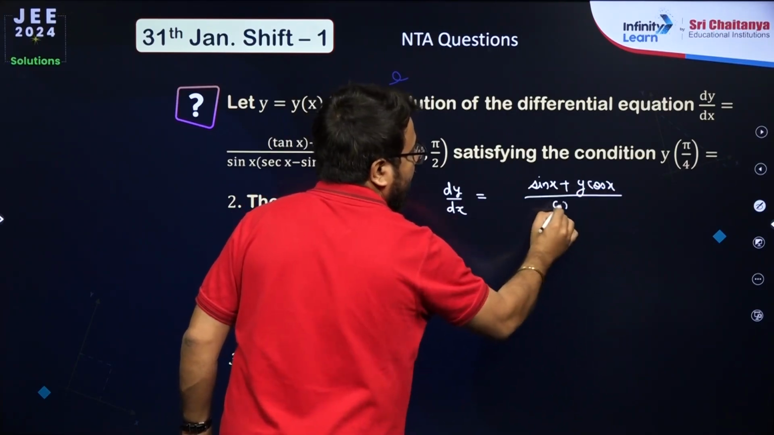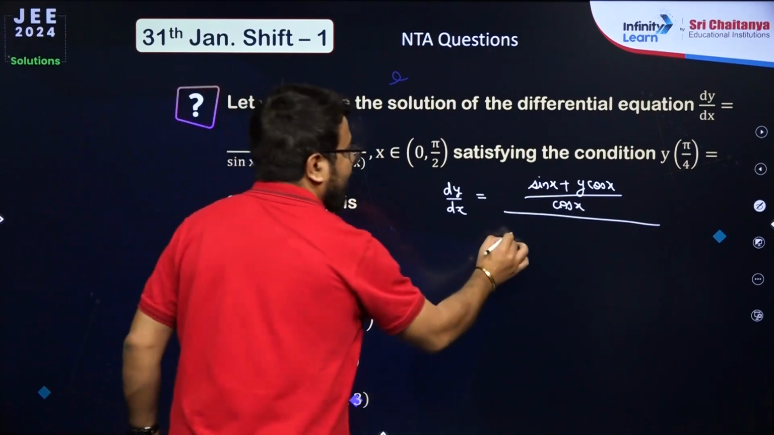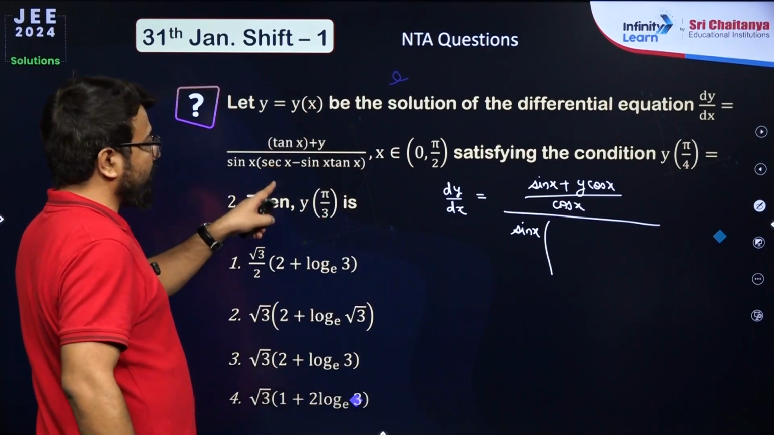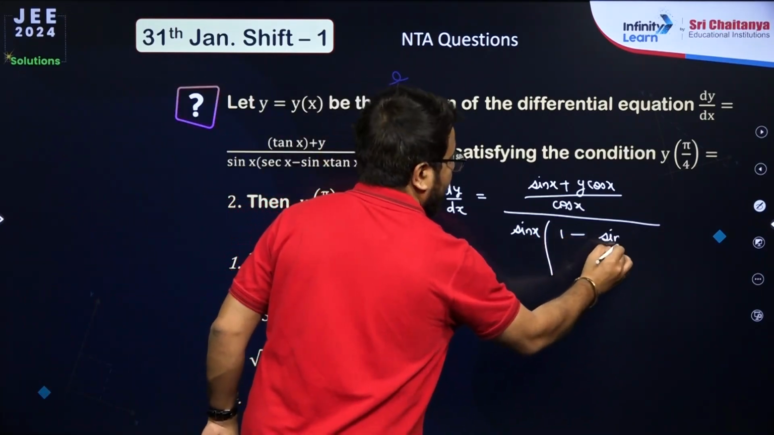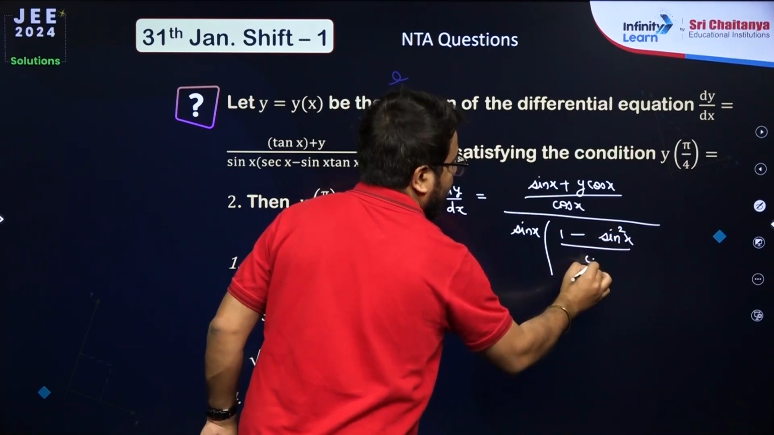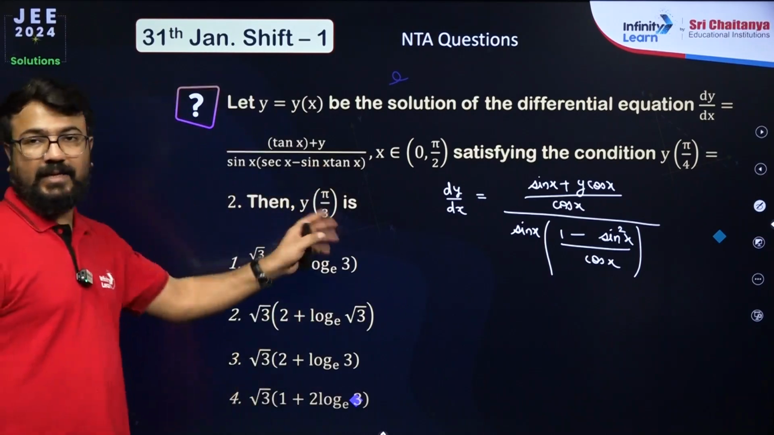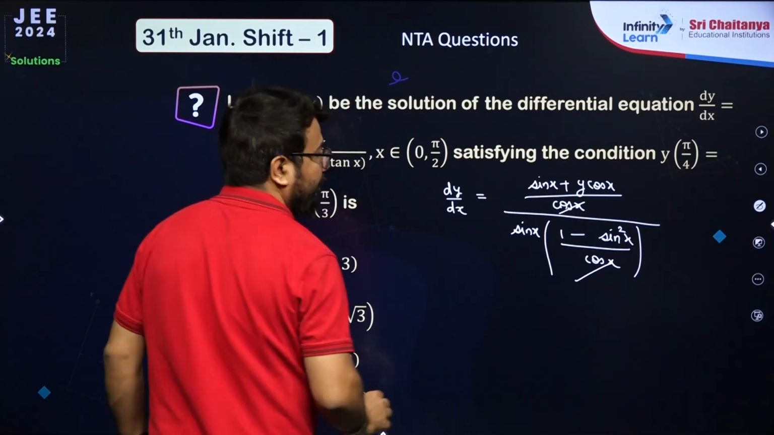Okay, I'll convert in this way. tan x will be written as sin x upon cos x. Here I'm writing sin x times, and this sec will be written as 1 upon cos. So that will be 1 minus sin square x over cos x after taking the LCM in the denominator also, because tan x is sin x upon cos x again. So this cos and this cos is getting cancelled.